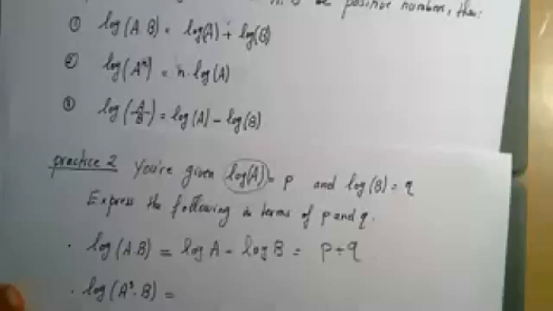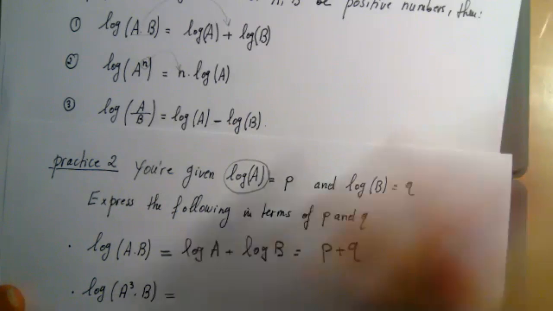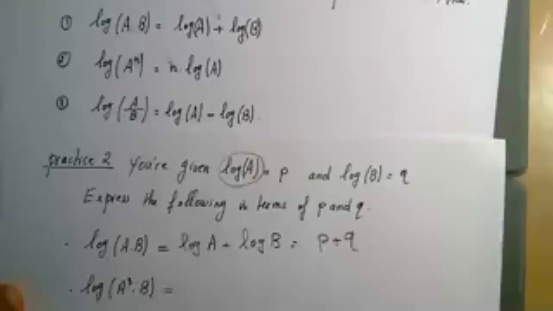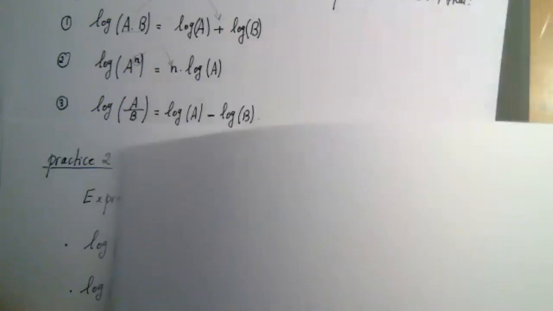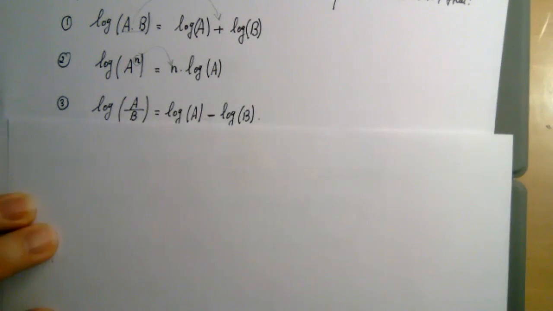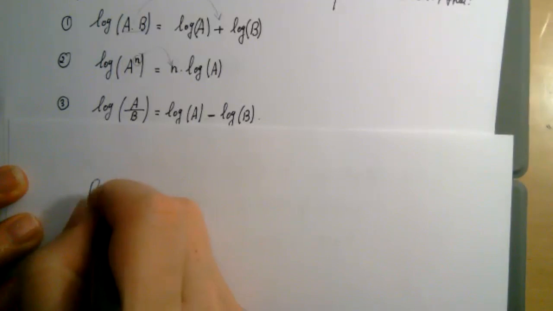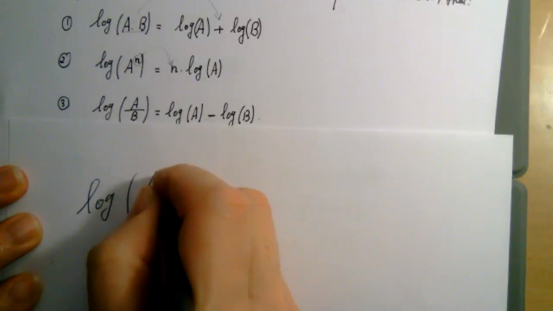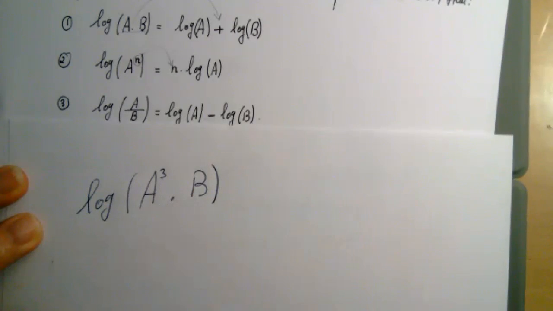Okay, the second one. You have a minute to figure it out. I'll write it big right there. Now you can see it, I'm sure. It's the log of A to the power 3 times B. And I want it in terms of the P and the Q. You have to be very precise about which property you're using and how you're using each property. That's absolutely crucial.